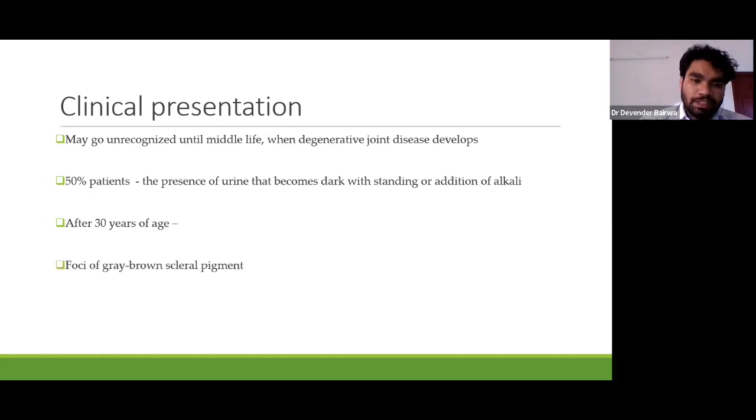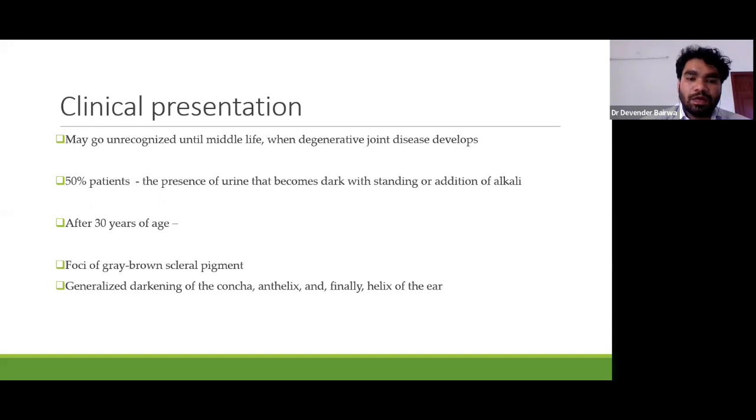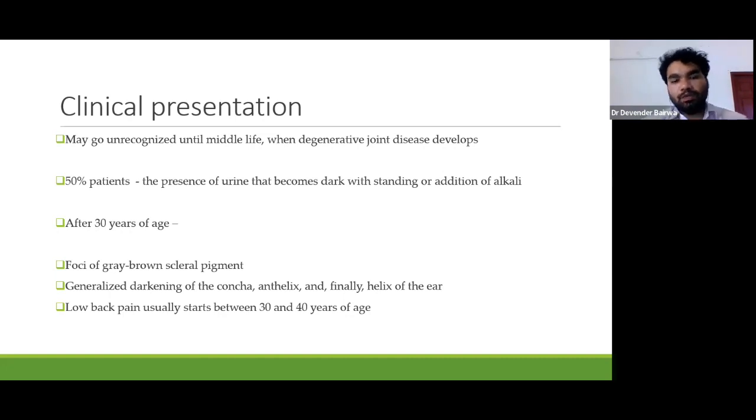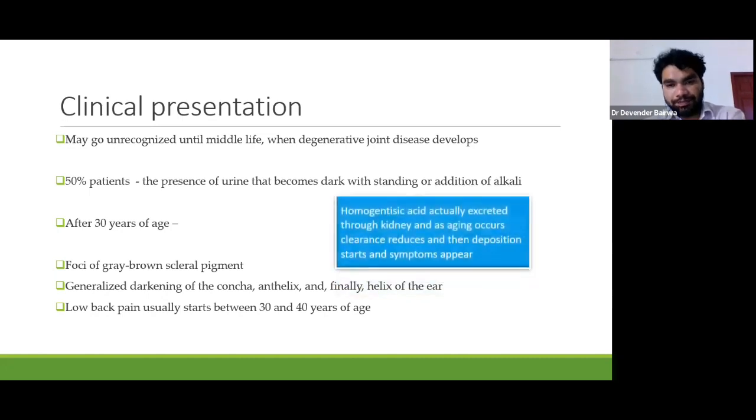After 30 years of age, these patients generally present with foci of gray-brown scleral pigments, and generally darkening of the concha, antihelix, and finally the helix of the ear. And they can present with degenerative spinal disease with low back pain that usually starts between 30 and 40 years of age. So why do symptoms appear late in these patients? Homogentisic acid is usually excreted through the kidney, and as aging occurs, that clearance reduces, and then deposition starts and symptoms appear.